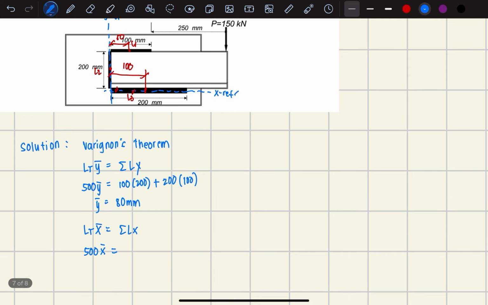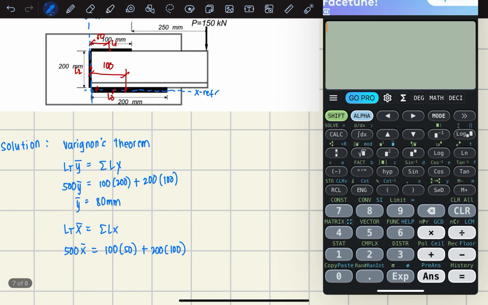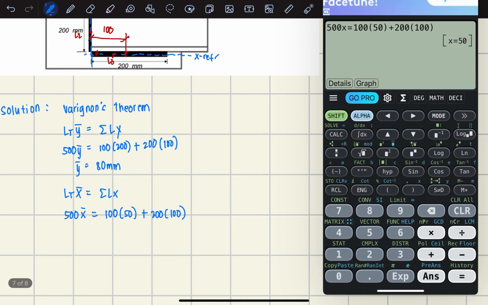So, isusulat natin yung equation nito. So, yung L1 natin is 100 yung length times yung X niya na 50 plus yung L3 na 200 ang length times yung X na 100. Therefore, yung x bar natin is 50 mm.